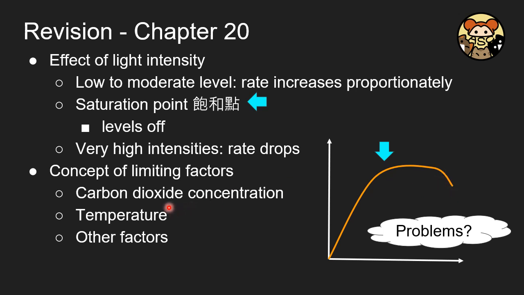So what is the limiting factor that results in the saturation point? Usually it will be the carbon dioxide concentration, temperature, or other factors. Because in this setup, we are only manipulating the light intensity. That's why the carbon dioxide should remain unchanged.